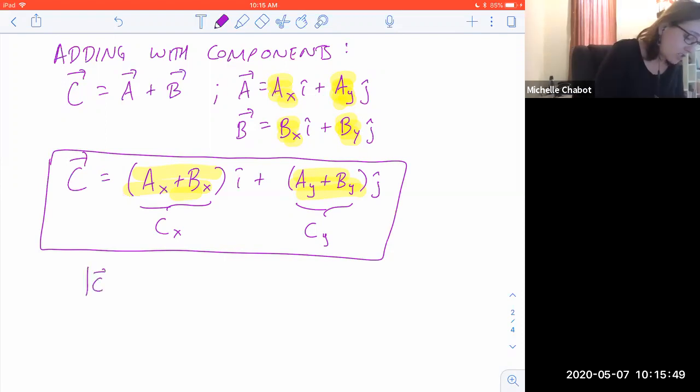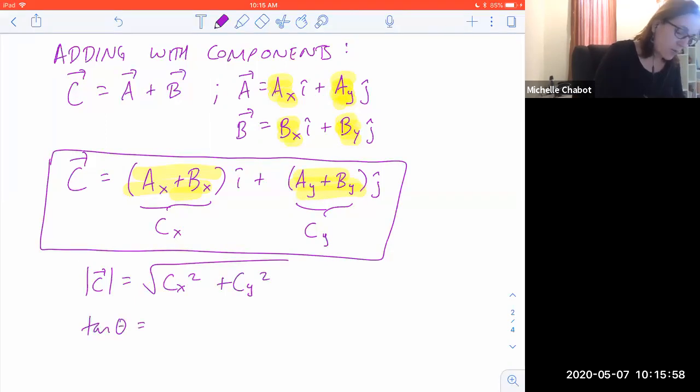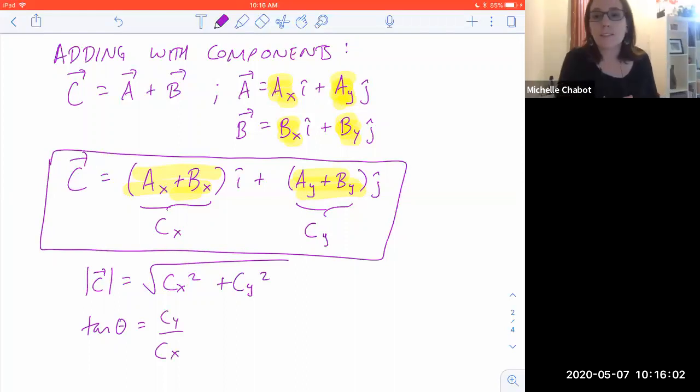Again, the magnitude of C would be equal to the square root of Cx squared plus Cy squared, and the angle, tangent of theta, would be equal to Cy over Cx. So I can still use those. Okay, so that concludes this video.